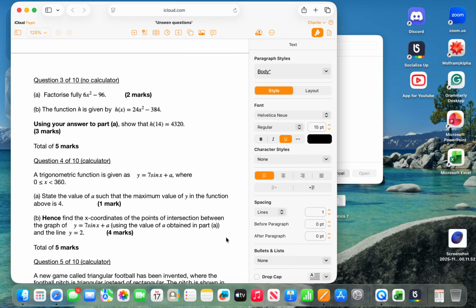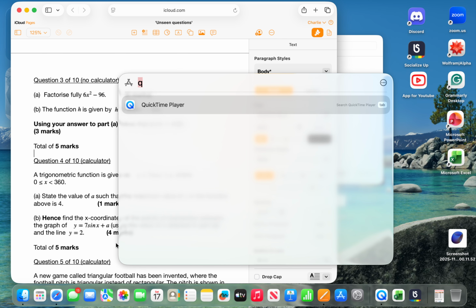This is the fourth of the 10 questions, and it's this one. If you want to pause the video and have a go at it, you can do so. Otherwise, I'm going to explain it. So, a trigonometric function is given as y equals 7 sine of x plus a.